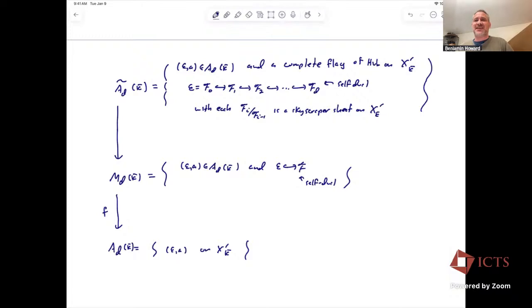Okay. This looks pretty complicated, and it is pretty complicated. If you start out with an arbitrary point downstairs on the Hitchin base, the fibers of both of these maps over this point are extremely complicated. They can have varying dimensions. They're almost impossible to understand directly. But there's an open, dense subset of AD over which this whole picture becomes really, really simple.